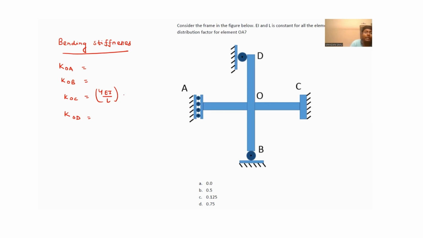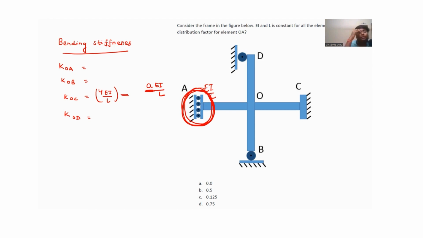You have to write bending stiffnesses in the form of A times EI by L. You need to calculate this A value, and it will depend upon your far end joint condition. If that is hinged, then it will be 3EI by L. If the far end is fixed, then it will be 4EI by L. If the far end is like this, what type of joint is this? If it is a shear release, then it will be EI upon L.